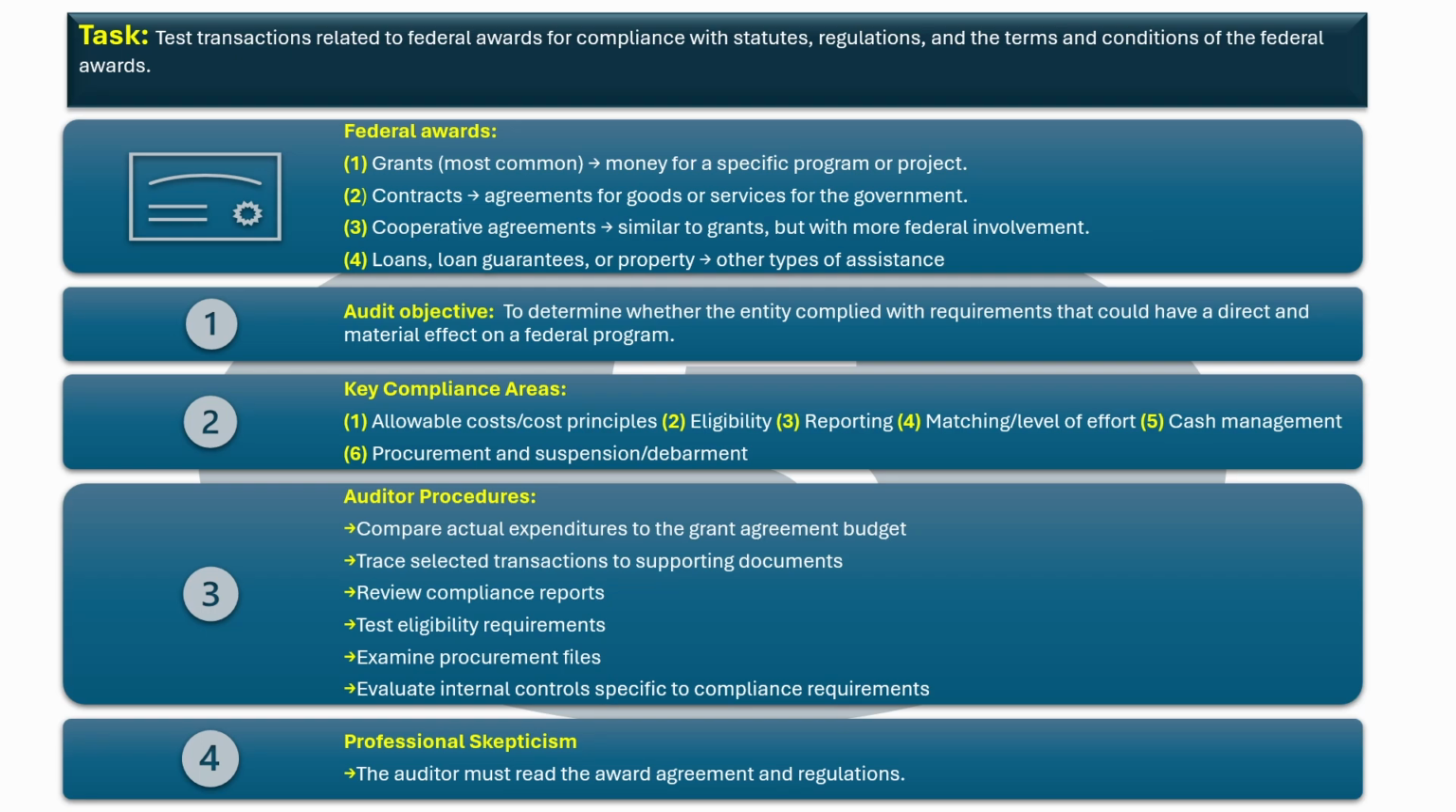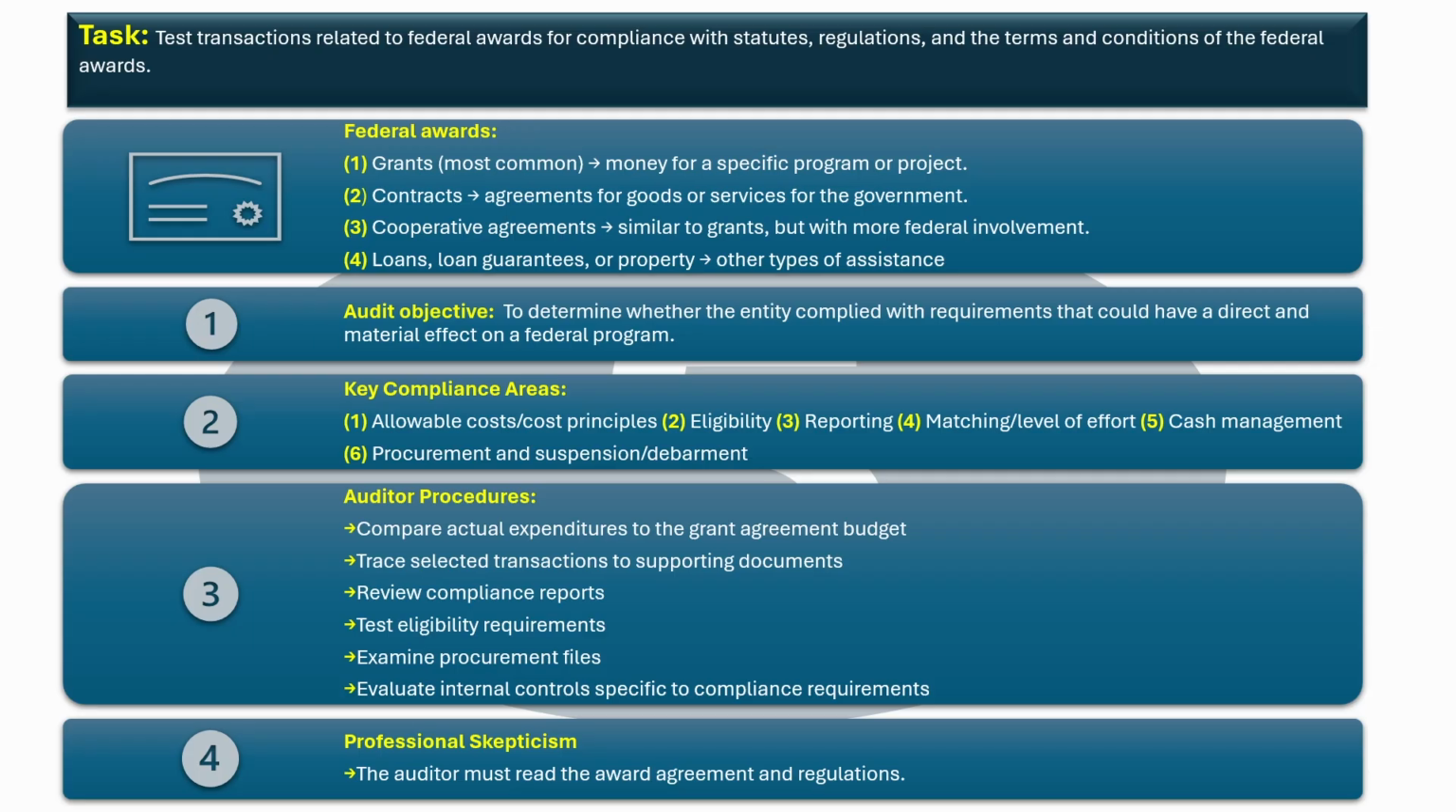This goes beyond debits and credits. It's about legal and contractual obligations. 2. Key compliance areas. Allowable costs, cost principles. Were expenditures allowable under the award's rules? For example, no charging entertainment or unapproved capital costs.